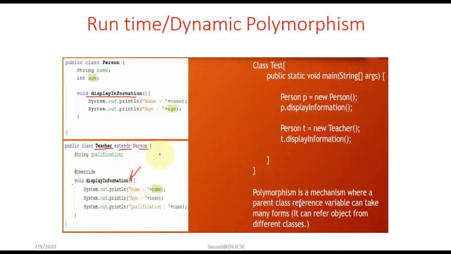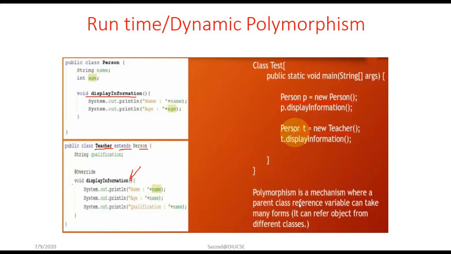Now if we are going to test this from another class, there is another feature of runtime polymorphism: a Person class reference variable can refer to an object of its child class. You can see that here we have created an object of the Person class. At the same time, we have created an object of the child class with the help of the reference variable of the parent class. So it is allowed in Java that a parent class reference variable can refer to an object of its child class.